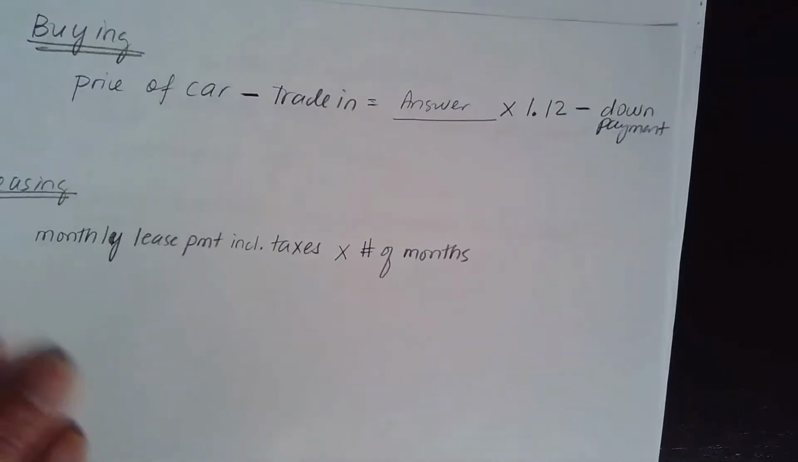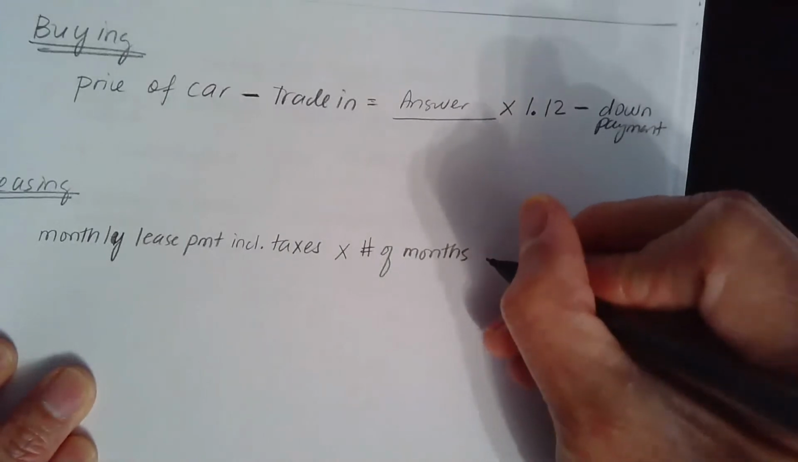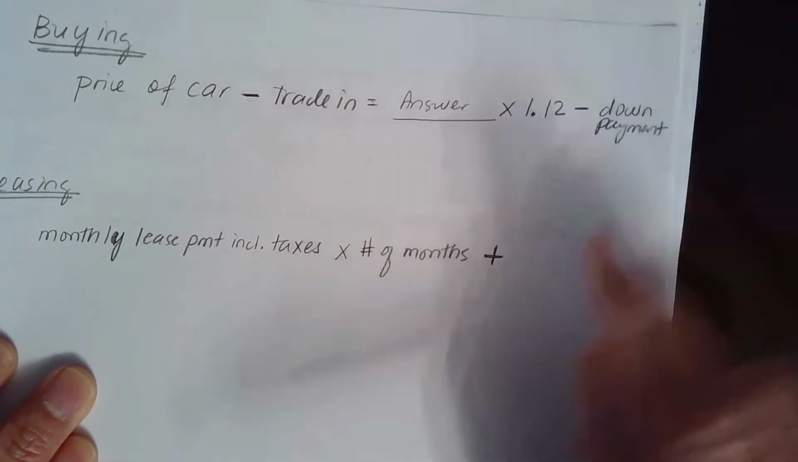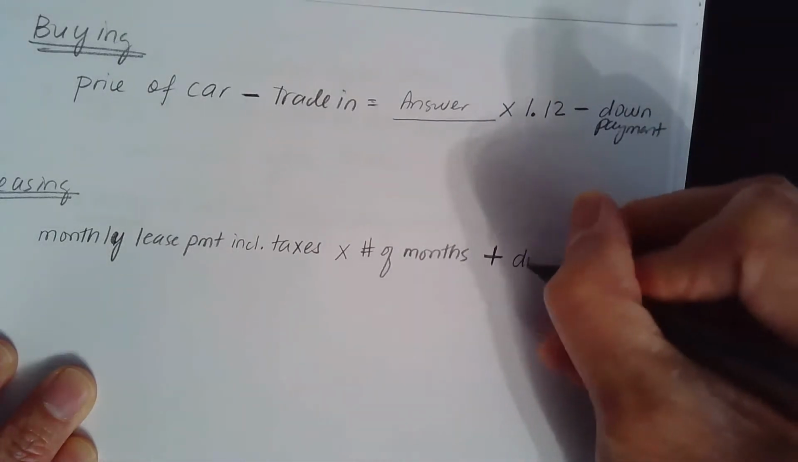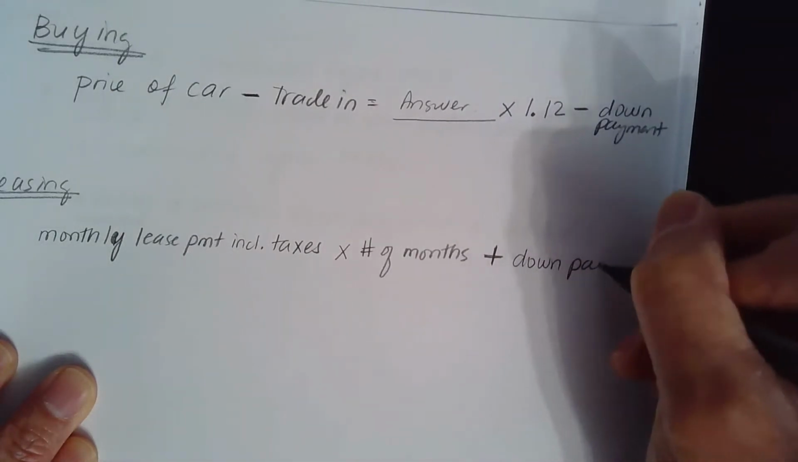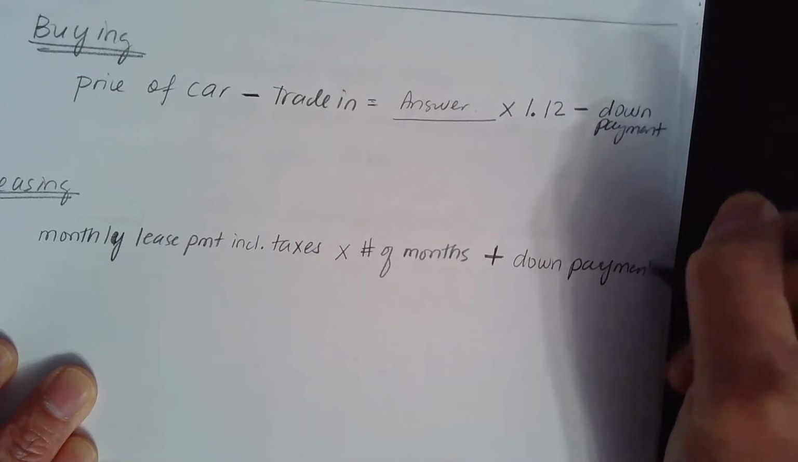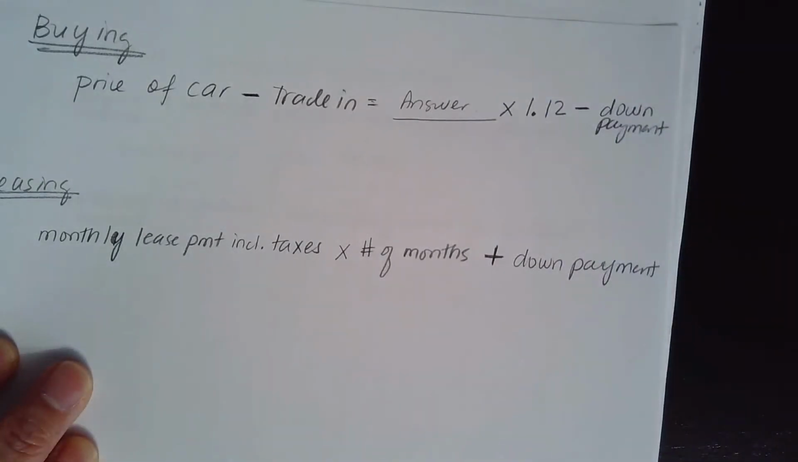Number of months. And then this one is the weird one, okay, because it's different. Only in leasing, we're gonna add the down payment. Okay, so that's one other thing.